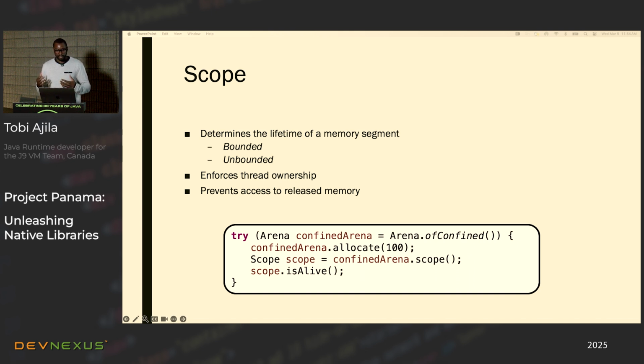So for the most part, this is not something you actually have to interact with. There are APIs that allow you to acquire the scope from the arena. So here's an example where we can get the scope and then query if it's alive. In this case, it's going to return true because we're within the confines there. In most cases, you never have to deal with it, as long as you use the try with resources with explicitly closable arenas. It's just handled implicitly.